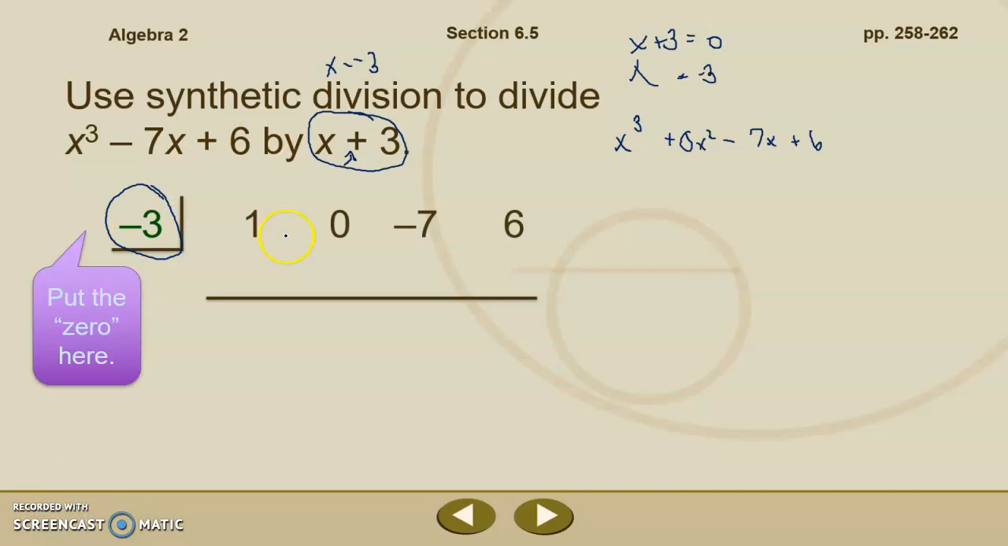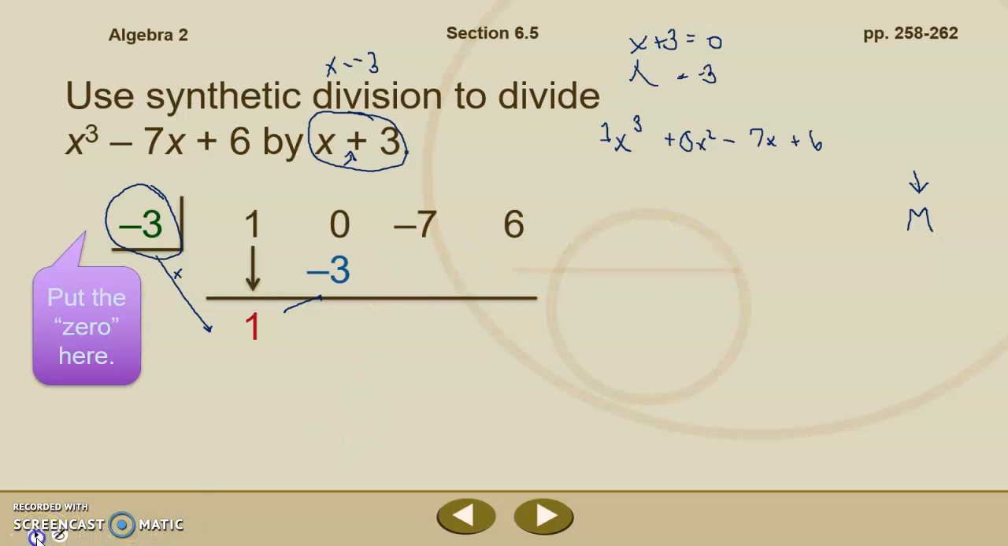Then what we list beside this little box are the coefficients in front of each of our terms. So we have a 1 for x cubed, a 0 for x squared, a negative 7 for x, and then a positive 6. So we list 1, 0, negative 7, and 6. We don't need to worry about the x's and their exponents in synthetic division. In this process, we start by bringing down the 1. So our first step is to bring down. Our second step will be to multiply. We'll take this number and multiply it by what we brought down. So negative 3 times 1, and we write that here, negative 3.